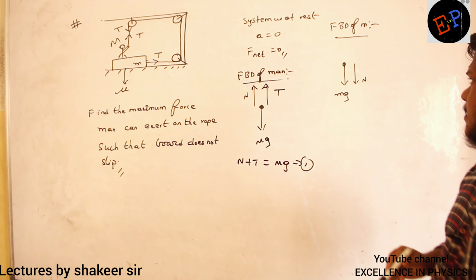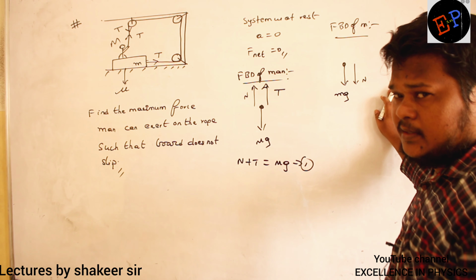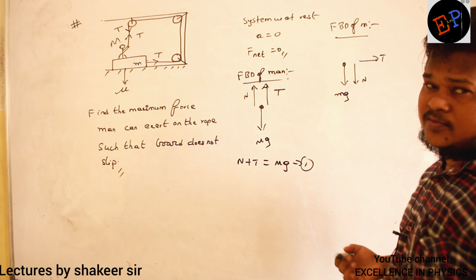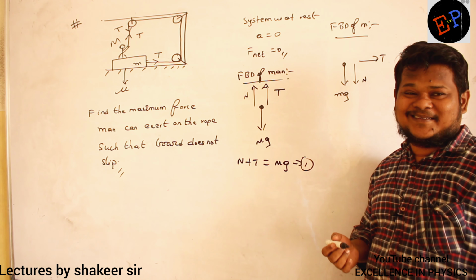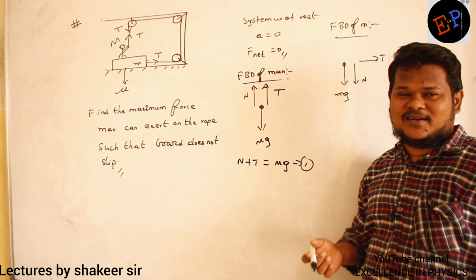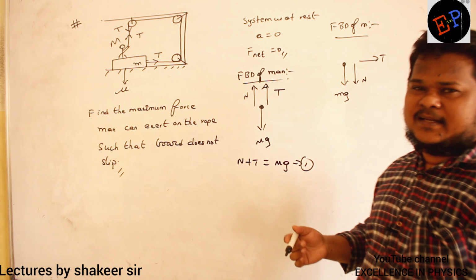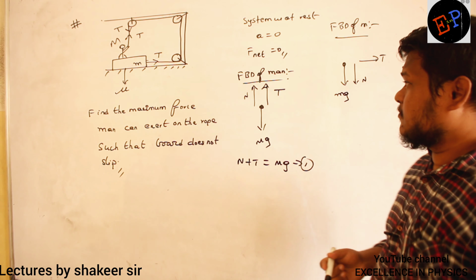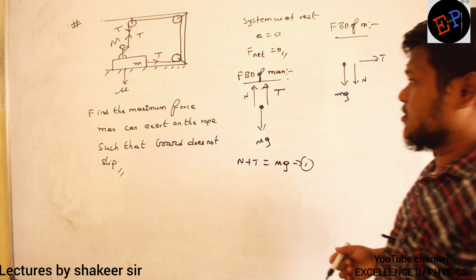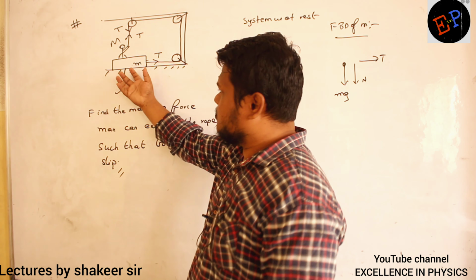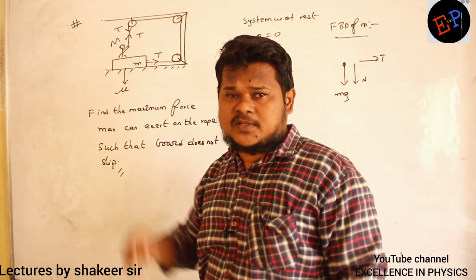Still? Tension. Tension in which direction? Tension in horizontal direction. Tension is already horizontal, no? You need not split that. Okay, still? Friction. Friction will be acting in which direction? Opposite direction. If tension tries to pull this body in this direction, friction will develop in opposite direction.